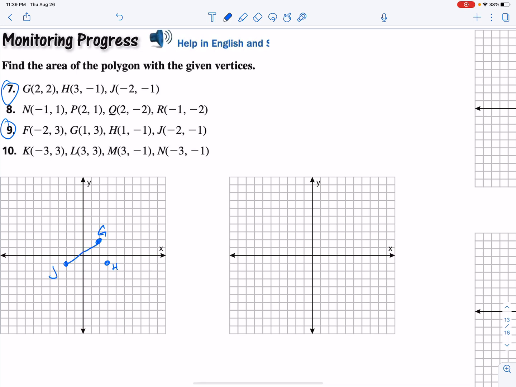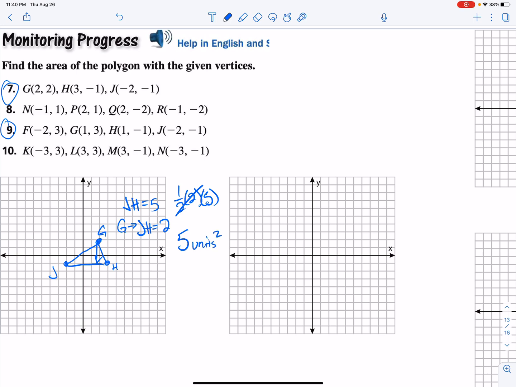So if I again look at this and plot it, I can use JH for my base. So from J to H is 5 units. And then G to JH is 2 units. So if I say 1/2 times 2 times 5, or 5 times 2, it doesn't really matter. If I cancel those out, it's just 5 units squared.